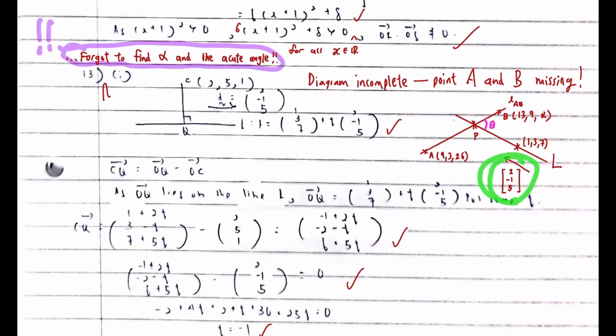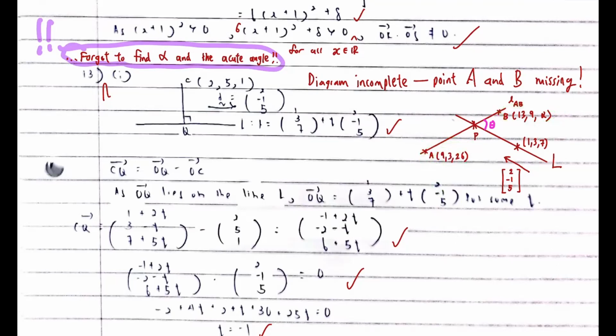The points A and B have position vectors (9, 3, 26) and (13, 9, alpha). So I label a point B, point A here, the coordinates, not the vector, just the coordinates. And you see it's very neat and tidy. Doesn't intersect with the line. When I try to draw a vector, that's not correct actually. You should draw the coordinates.